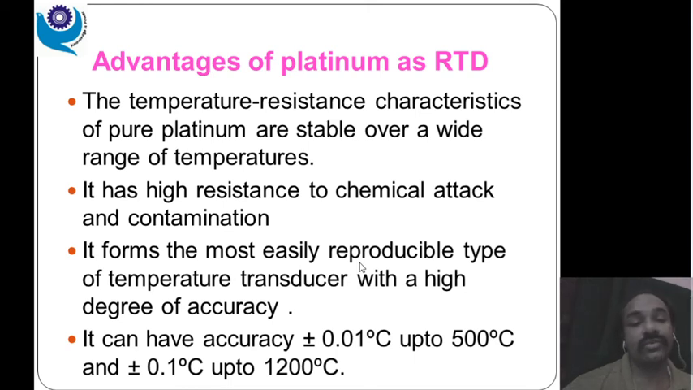Accuracy is very high. It can have the accuracy of around plus or minus 0.01 degree centigrade up to 500 degree centigrade. See, up to 500 degree centigrade it has this accuracy. And similarly, right, 0.1 degree centigrade up to 1200 degree centigrade. These are the biggest advantage. It means that at a wide variety of temperature, this platinum metal gives a stable output.